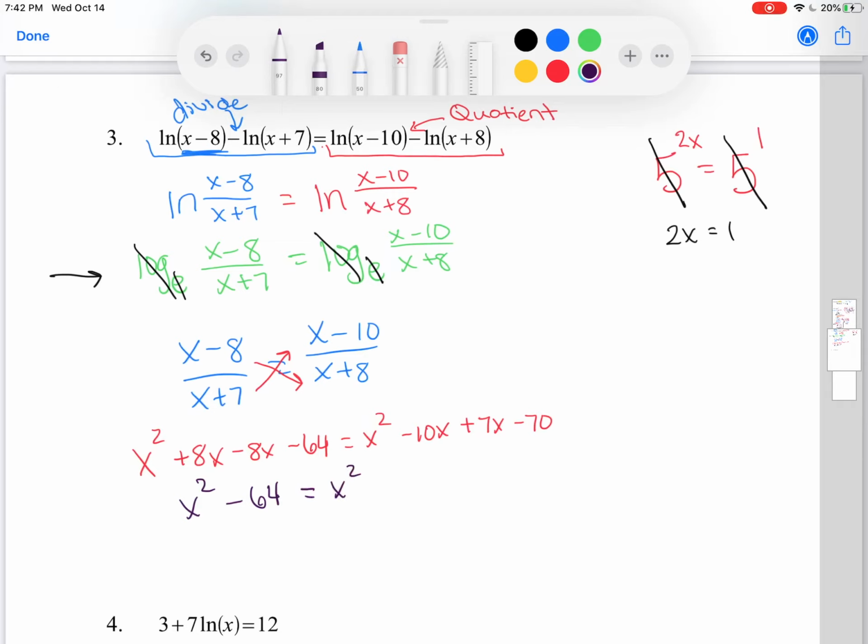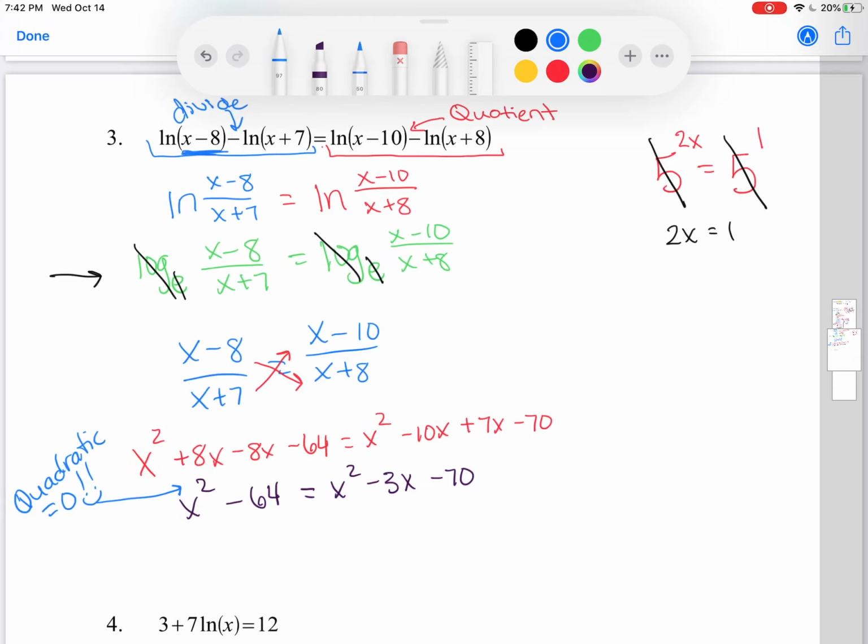Simplify some things really quick. The 8x's are going to cancel. And so you're left with x squared minus 64. And then on the right side, you get x squared minus 3x minus 70.